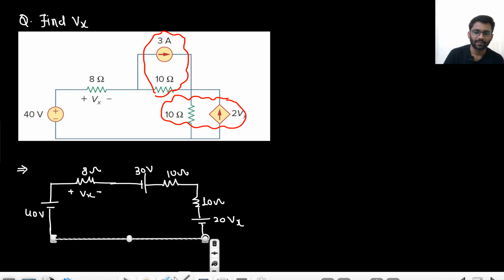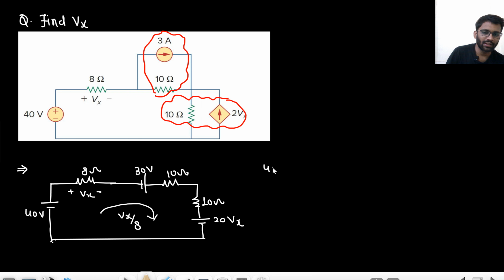Make this connection. Now you just need to apply the KVL here. Tell me what is the current in this branch? Let's assume my current is I. So what is the value of I in terms of Vx? That is Vx by 8. Are you getting my point? Did you get my point? So I am just applying my KVL from here.